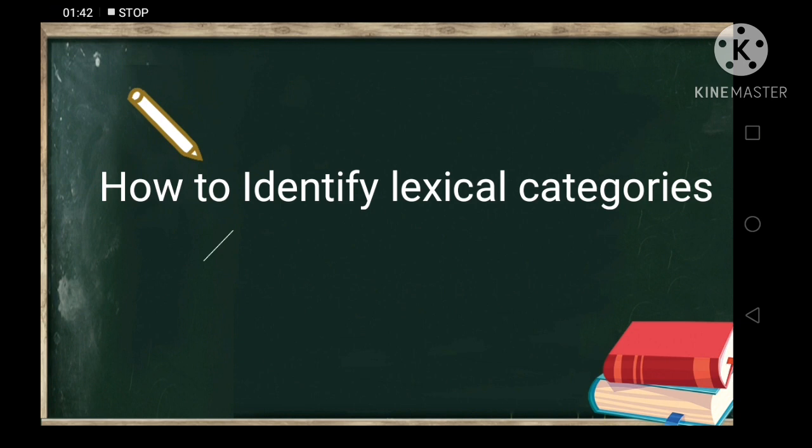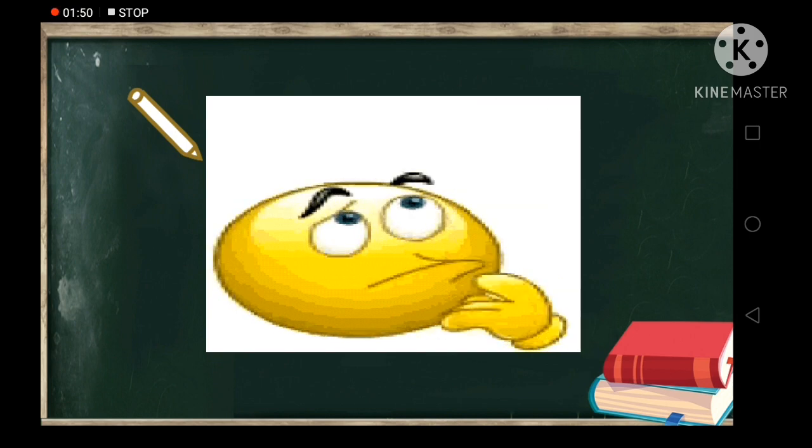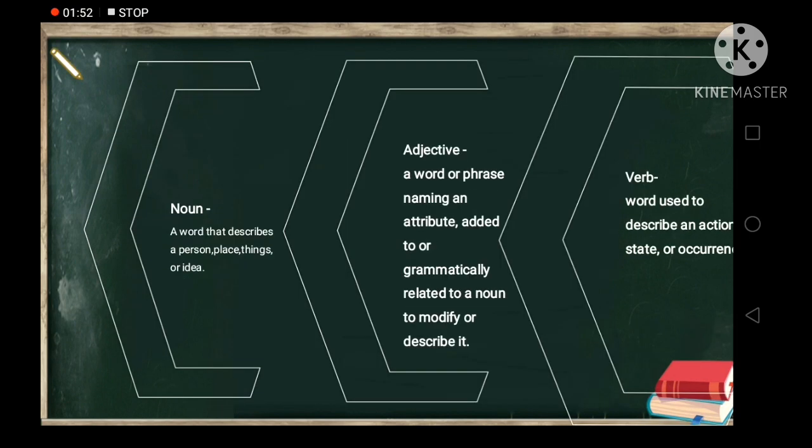How to identify lexical categories? Lexical categories are also known as parts of speech. So how is that? We have here first on the list a noun. A noun is a word that describes a person, place, thing, or idea. Examples of nouns include names, locations, objects in the physical world, or objects and concepts that do not exist in the physical world. Example, a dream or a theory.